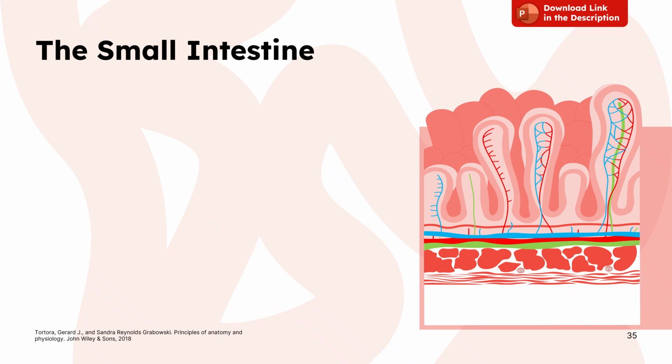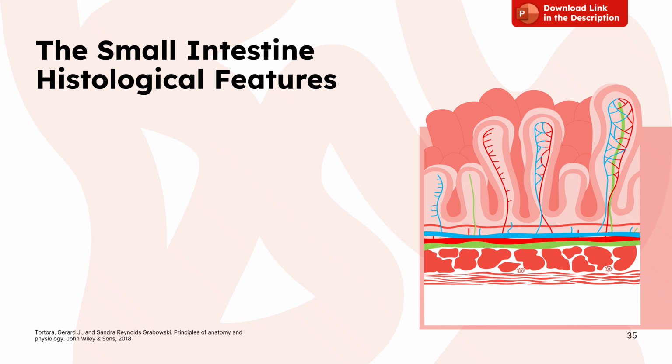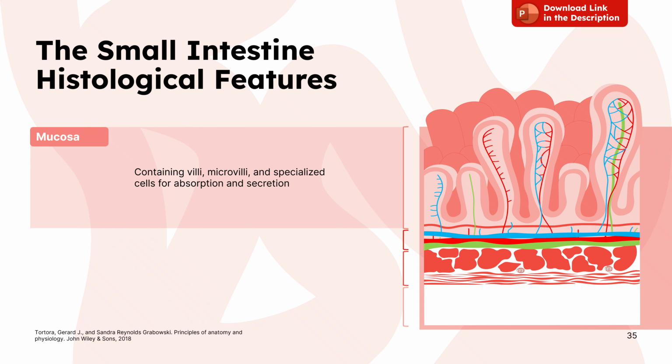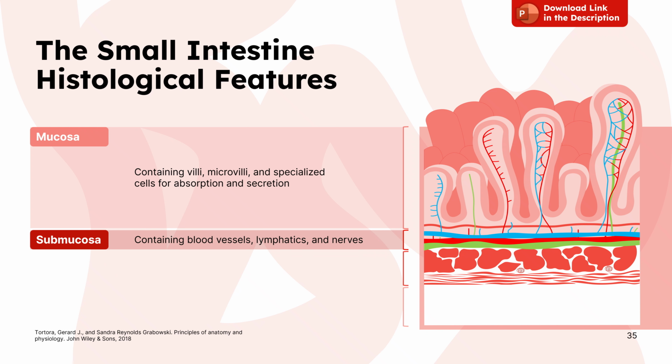The small intestine's histological structure consists of 4 distinct layers, each playing a vital role in digestion and nutrient absorption. The mucosa. This innermost layer contains villi and microvilli and specialized cells, responsible for both absorption and secretion. The submucosa. Located beneath the mucosa, this layer houses blood vessels, lymphatics, and nerves that support nutrient transport and communication within the digestive system. The muscularis.